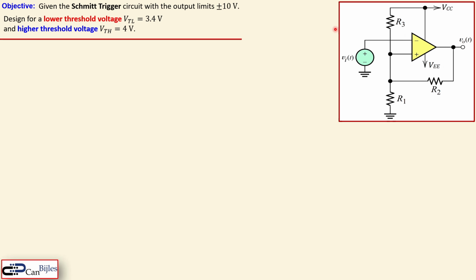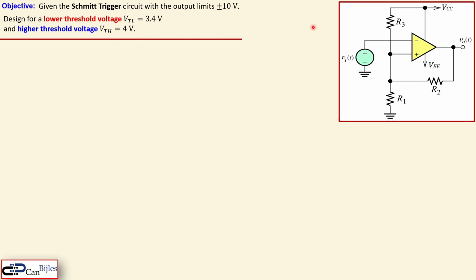We would like to use this Schmitt trigger circuit, which has output limits of plus or minus 10 volts. So that's given. And we'd like to design for a lower threshold voltage of 3.4 volts and a higher threshold of 4 volts. So you see those two values are now very close to each other, and both are also positive in this case.